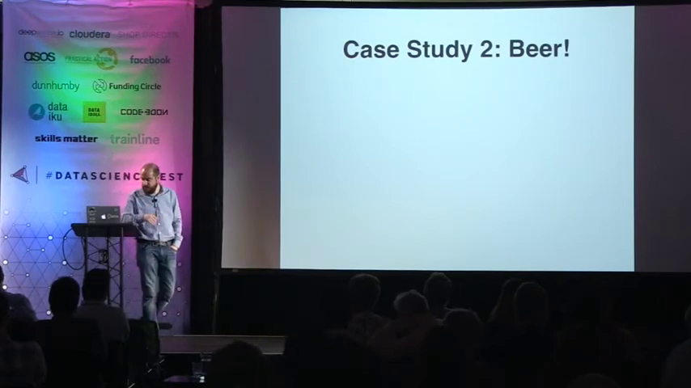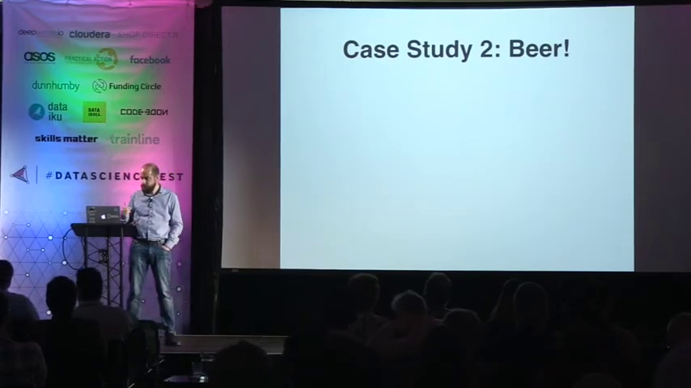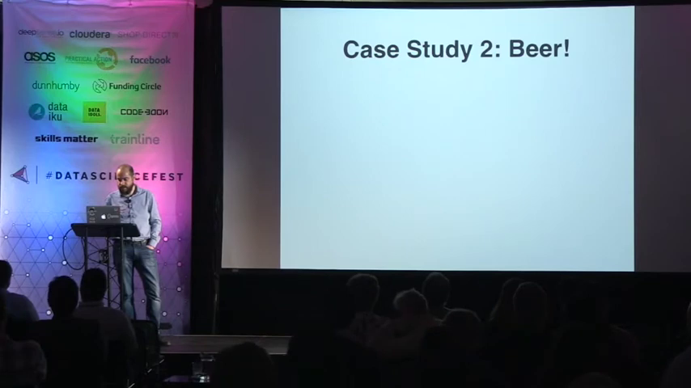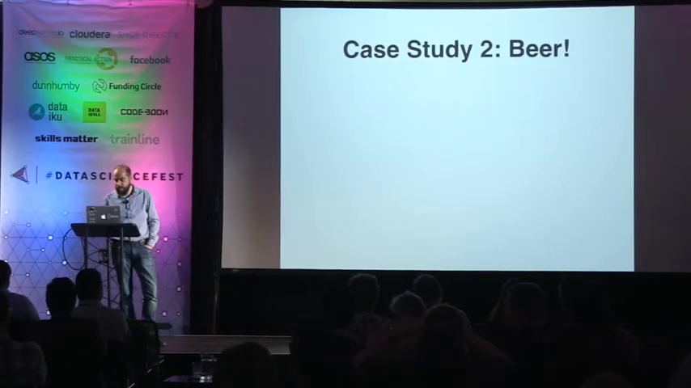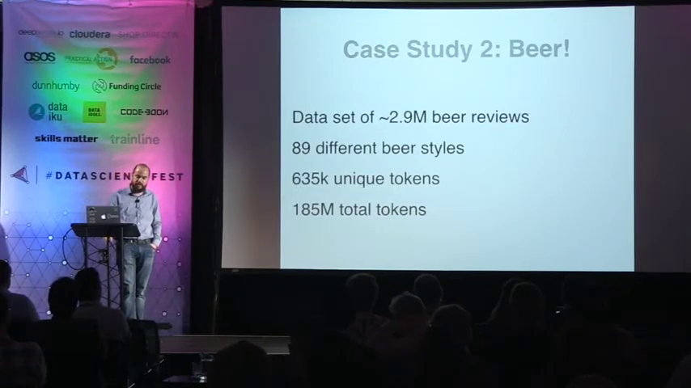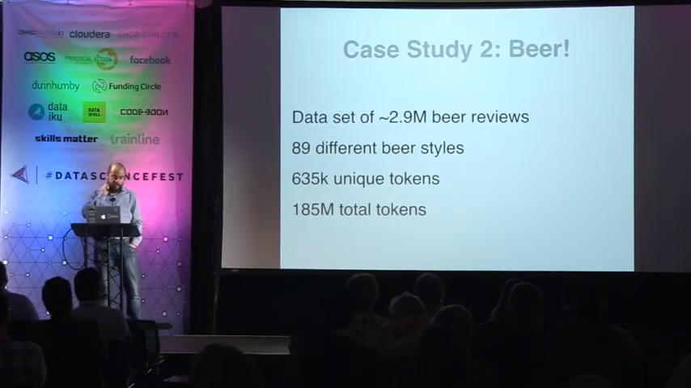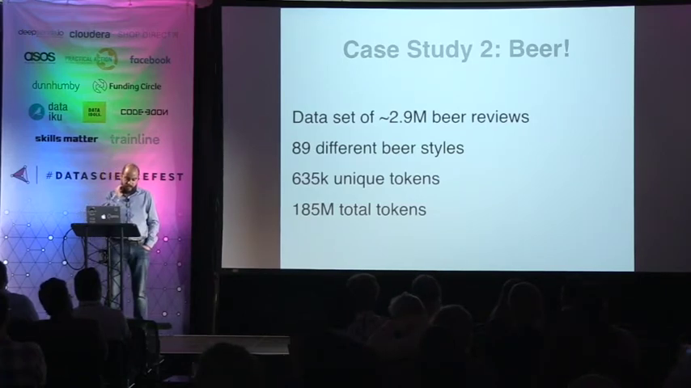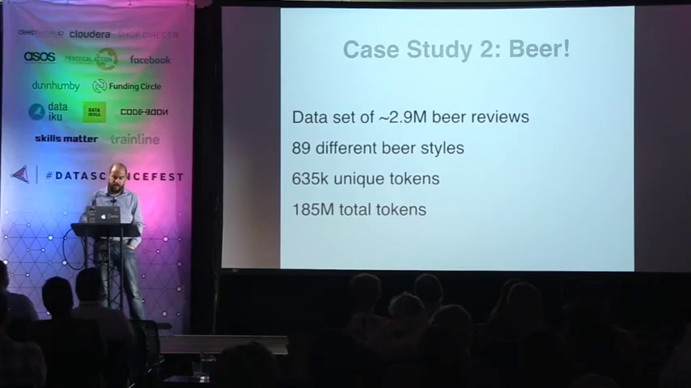I'll give you another example on a lighter note. This is kind of a side project of mine. I like beer, and I like data, and I like Python, so I thought, why not put everything together? And I took this data set of beer reviews, about 3 million documents, and all the different beers are categorized according to styles. So there are 89 different styles, and then you see the numbers.